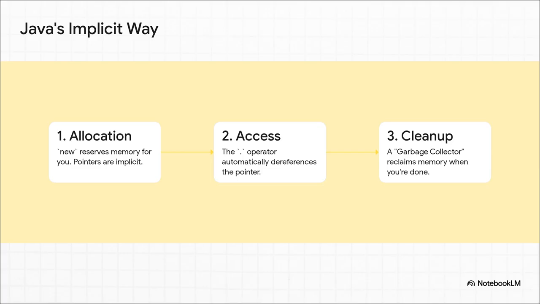When you type new, boom, memory is set aside. When you use that little dot to call a method, Java just automatically follows the pointer for you. And the best part, when you're done with an object, this thing called a garbage collector just swoops in and cleans up the memory. It's all happening behind the curtain.